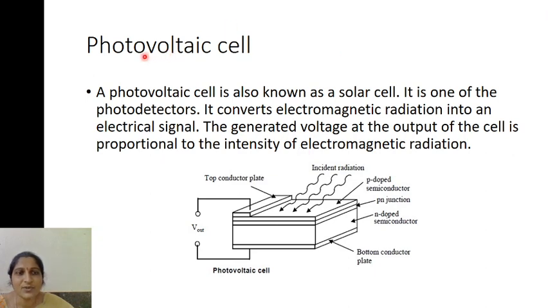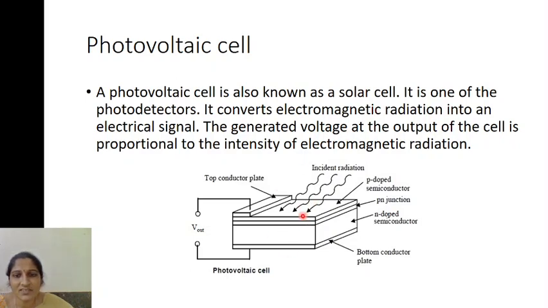Next one is the photovoltaic cell. The name indicates photons, meaning light. This light energy is converted into voltage, an electrical quantity. So this is called a photovoltaic cell. This photovoltaic cell is also known as a solar cell. Now see how this solar cell converts light. This is the solar cell.